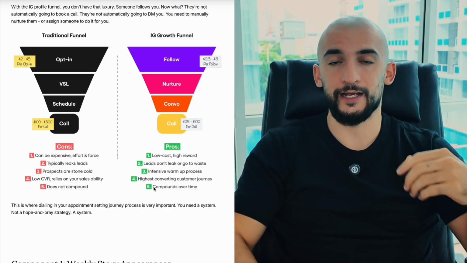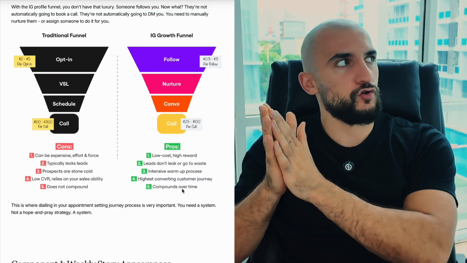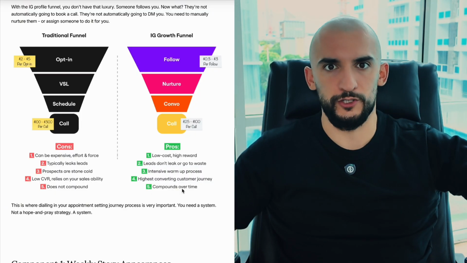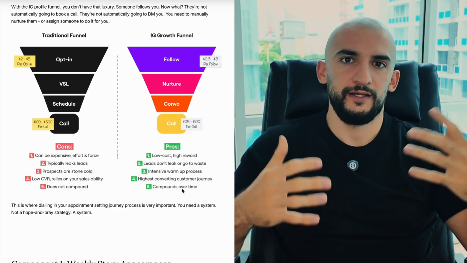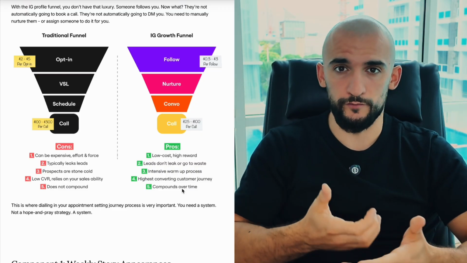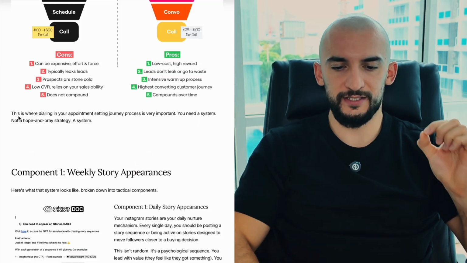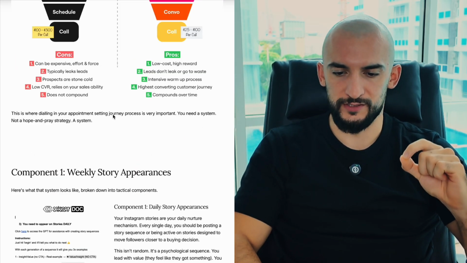And it compounds over time because if you're running Instagram profile ads for 6 months, imagine the people that have been following you from month 1, 2, 3, and 4. You know, they've been exposed to your ideas, your worldviews, your content for such a long time now that the watch time is just being racked up. So this is where dialing in on your appointment setting process is very important.